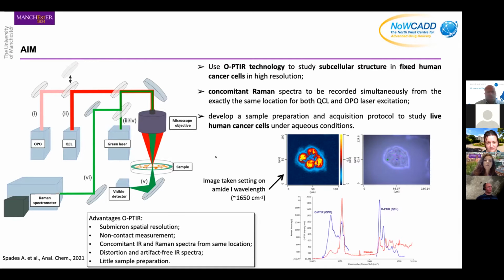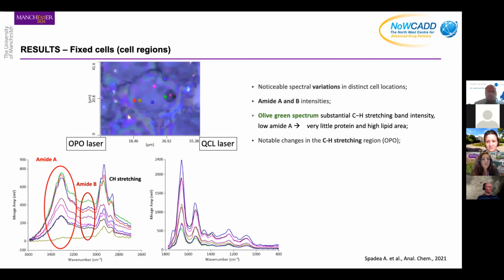Our aim here was to use this O-PTIR technology to investigate cancer cells, because we are familiar with them to start with. Firstly, in a fixed sample, but then the most challenging aim was to develop a sample preparation and acquisition protocol to study live human cancer cells, so when an aqueous buffer was present. So let's start with a panoramic with the OPO and QCL laser.